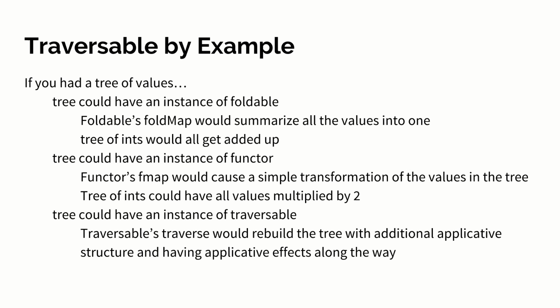The tree could have an instance of Traversable. Traversable's traverse goes over the structure of the tree and produces a new tree of the same structure, but as it's executing over the structure, it could execute applicative effects and add additional applicative structure. It is essentially an enhanced version of executing a functor function over the tree.